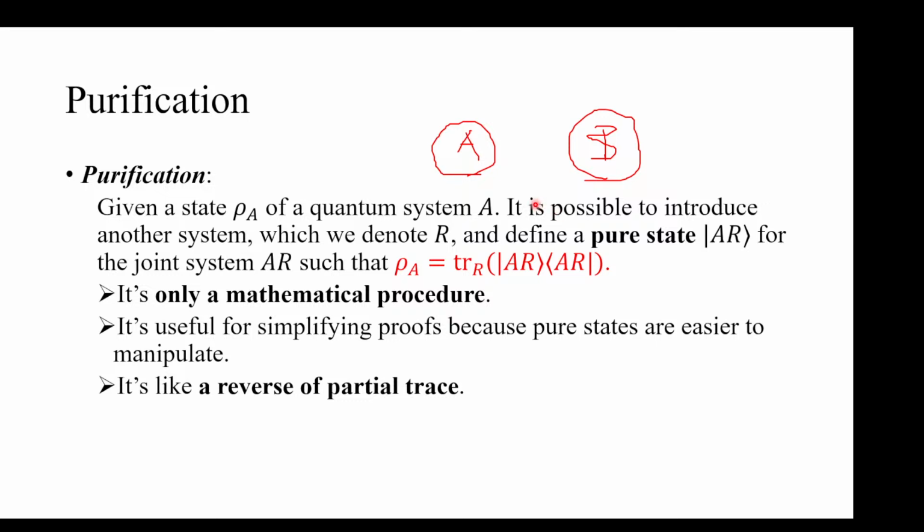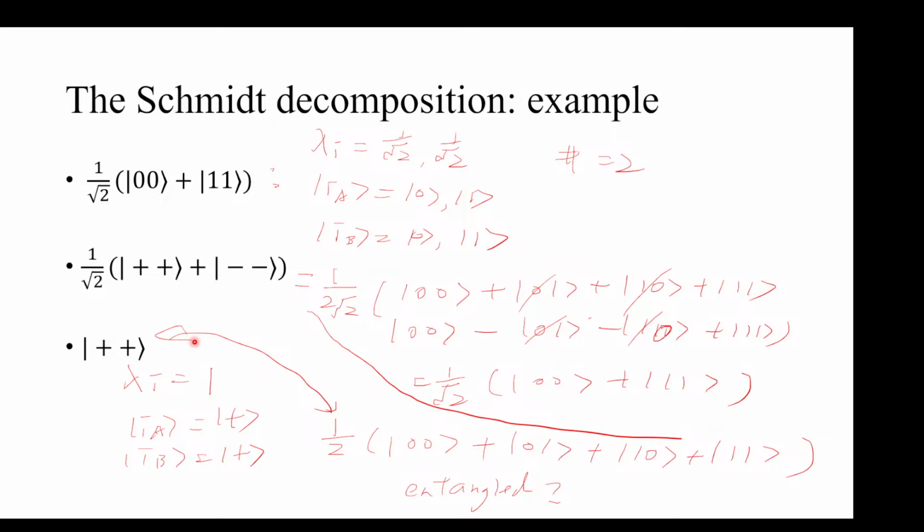But mathematically, what we will prove very soon is that if you have a density matrix rho A here, then you can always find a mathematical state AR such that they satisfy this equation: rho A equals trace R of AR. It's useful for simplifying proofs and getting some intuitions. For example, this also justifies our discussion on streaming decomposition.